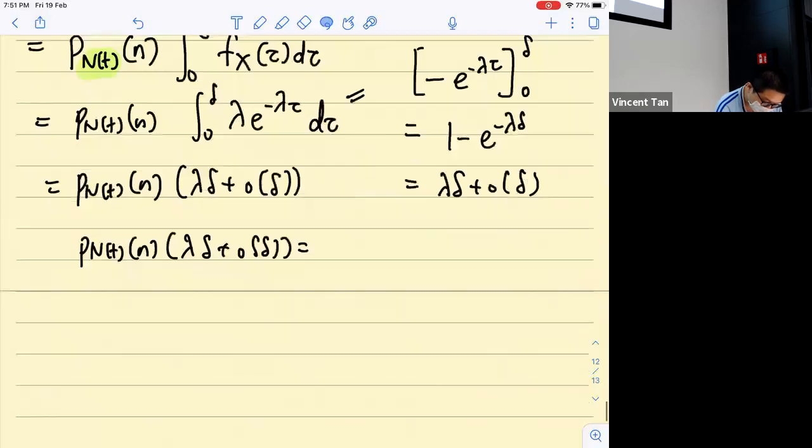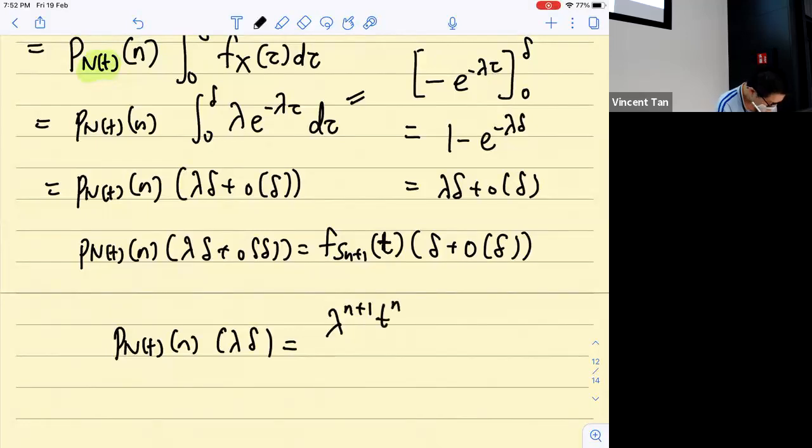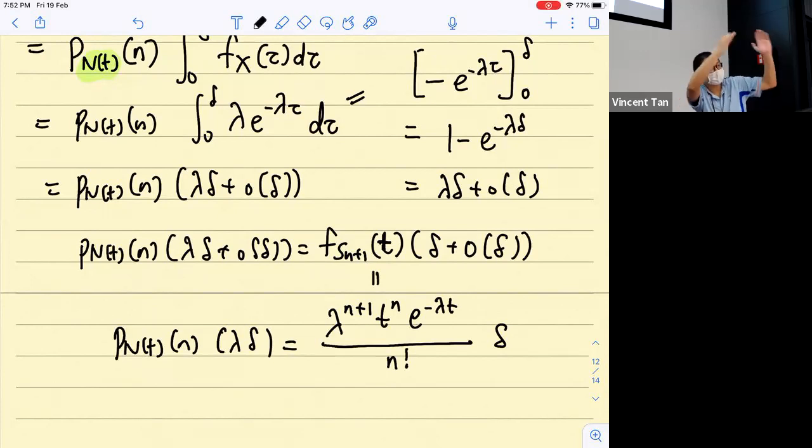But we know the Erlang density. So substituting the Erlang density into here, we get P of N_t, and I'm going to ignore the little o now. What is the Erlang density? The Erlang density is lambda to the n. This is S_{n+1}, right? So for S_{n+1}, you have lambda to the n+1, t to the n, e to the minus lambda t over n factorial, times delta. This is the Erlang density. I'm just copying down what we derived just now.